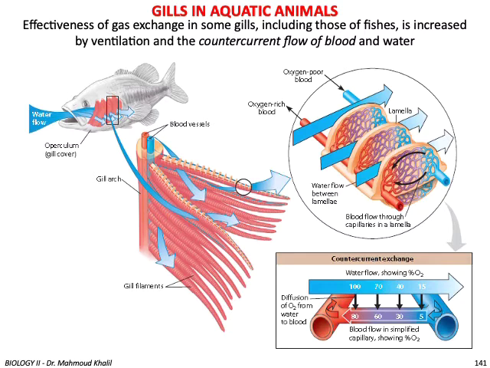you can see that the oxygen-rich blood, which appears here in red, is moving opposite to the water flow, which contains oxygen. As you can see, the percentage of oxygen decreases upon gas exchange between the water and the blood, until we have oxygen-rich blood represented by the red color.